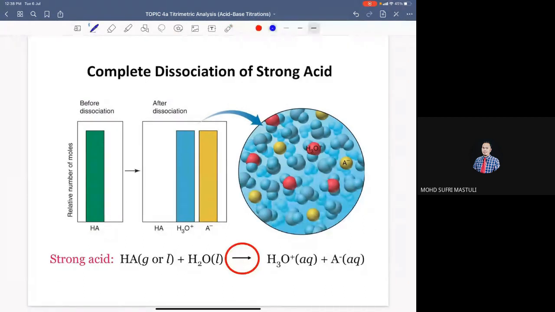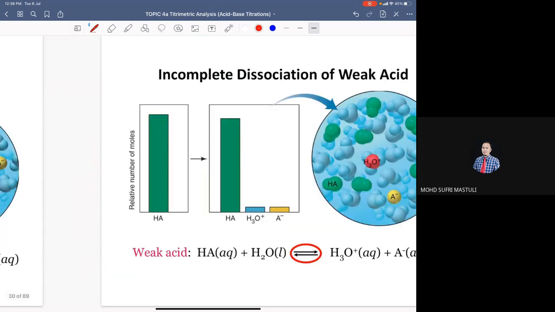So the acid will produce H plus, and then react with water to form hydroxyl ion. And then the A will be this A minus. All right.